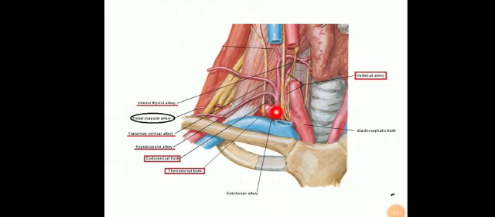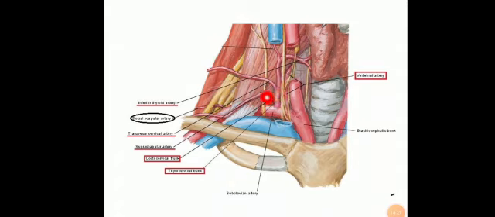The first part gives rise to the vertebral artery, internal thoracic artery, and thyrocervical trunk. This thyrocervical trunk gives rise to the inferior thyroid artery, and this one the transverse cervical, and this one the suprascapular artery.